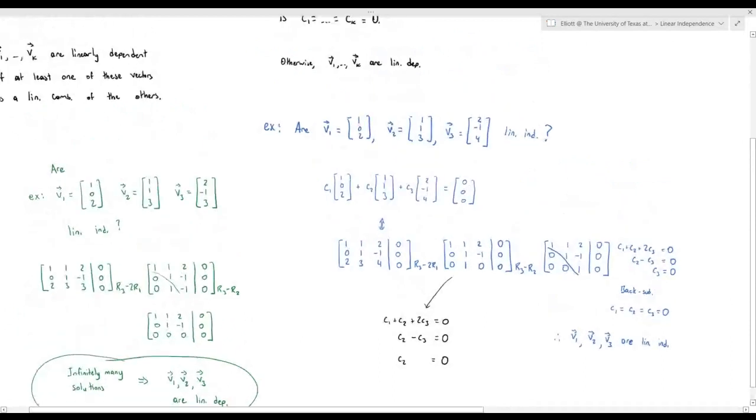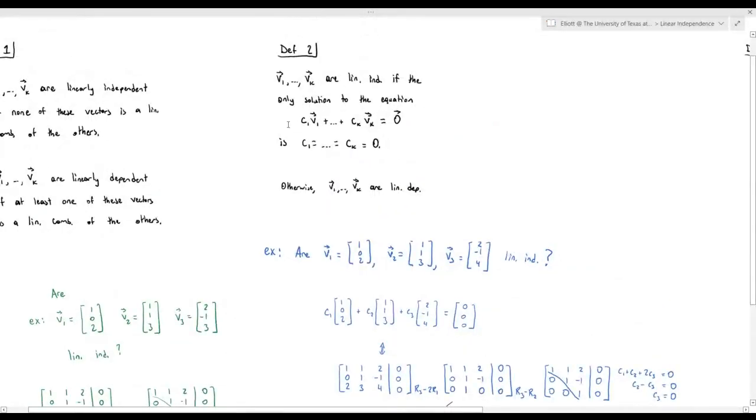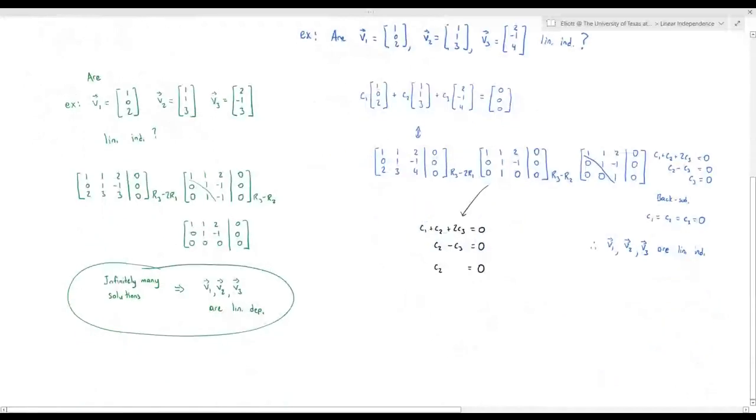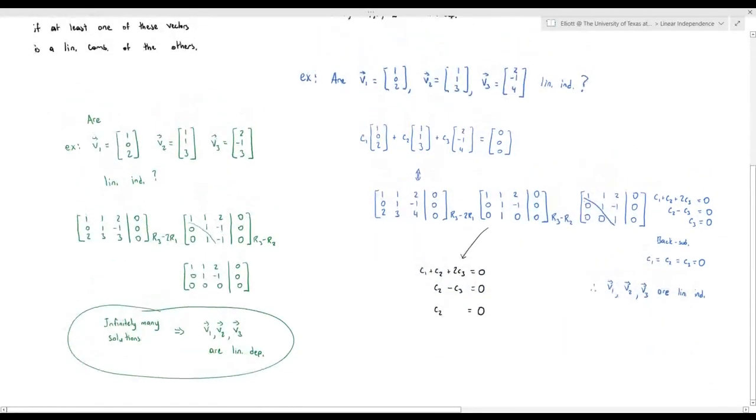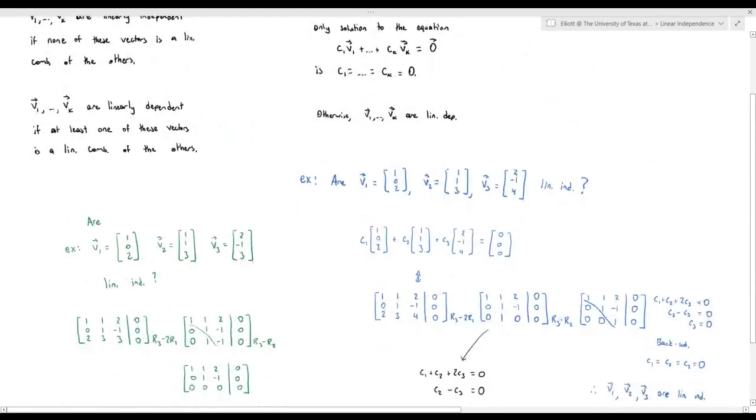So why is that? If you go back to the definition that I had up here real quick, the vectors will be linearly independent if this was the only solution to this equation, so that C1, etc. are all 0. So this is not the only solution. Essentially, you have more than one solution, so you have infinitely many solutions. So in that case, the vectors would be linearly dependent, okay?